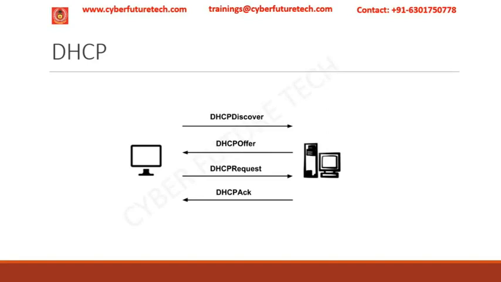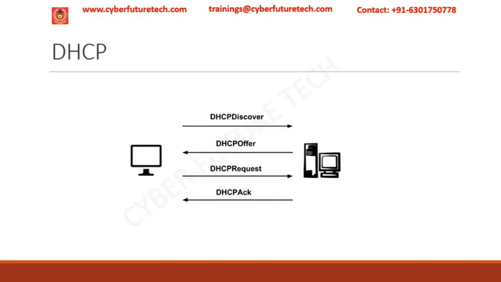DHCP ACK, that is DHCP acknowledgement. For the DHCP client, the DHCP ACK includes the IP address and subnet mask, and information of TCP/IP configurations like default gateway IP address, DNS server IP address, WINS server IP address, etc. Apart from this, we have the DHCP NACK message, that is negative acknowledgement. The server responds with this message when the DHCP client requests an IP address that can't be used, so the client must start the DHCP lease process again.